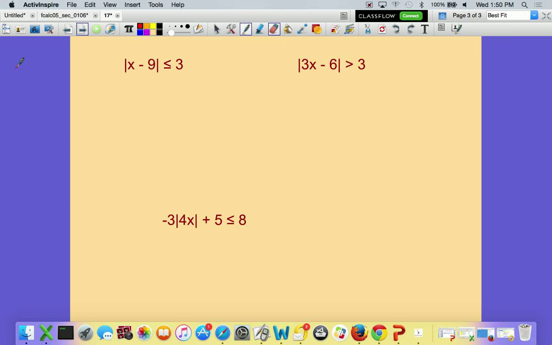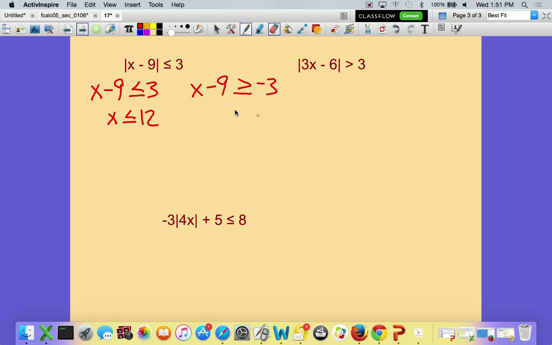We can have absolute value problems that are inequalities too. You do the same stuff. Your first step, move everything over to the other side. X minus 9 is by itself, so we're ready to split this. X minus 9 is less than or equal to 3. X minus 9, now we're running a negative through the answer. When we're doing that with an inequality, it's like multiplying by negative 1. We've got to flip the sign here. So this is negative 3. We add 9 to both sides. X is less than or equal to 12.